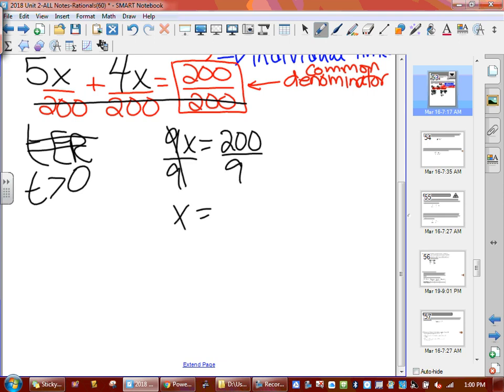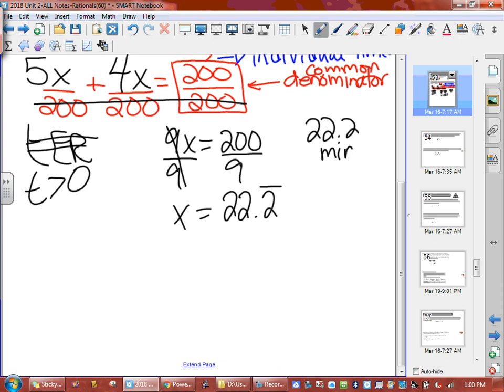So x is going to be 22.2 repeating. So that means it takes them 22.2 minutes to do the job together, to do the paper route. Okay? So just over half of Tammy's time. Okay, any questions on that?